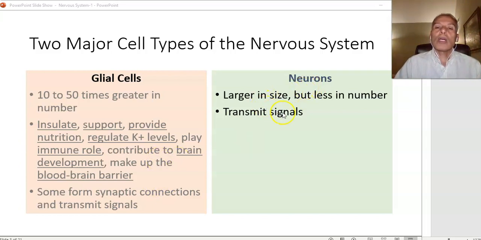In terms of neurons, there are many different kinds, more than 100 kinds of neurons based on their shape, anatomy, and function. And they tend to be larger in size, and they, of course, are less in number. And they transmit signals to each other, and they can communicate with glands in the body, like, say, sweat glands or earwax glands and so on. And they can also communicate with muscle fibers as well.